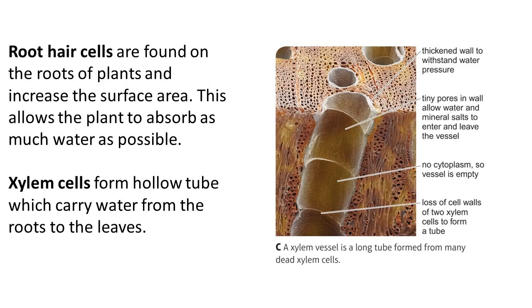And the second cell we've got on that diagram is a xylem cell, which is a hollow tube. So once the water has been drawn in through the root hair cell, the water is distributed through the plant all the way up the plant body to the leaves by xylem cells, which are basically hollow tubes, a bit like tiny little hose pipes, and they transport the water around the plant.